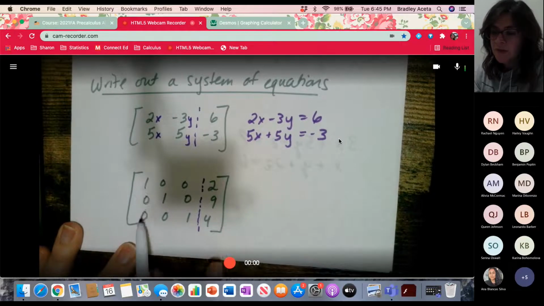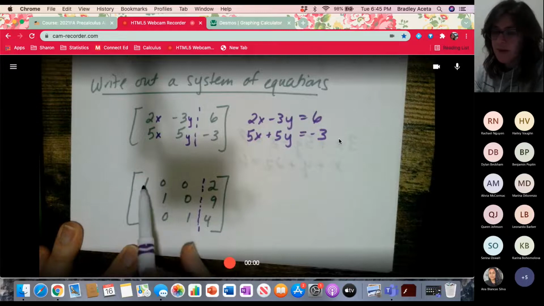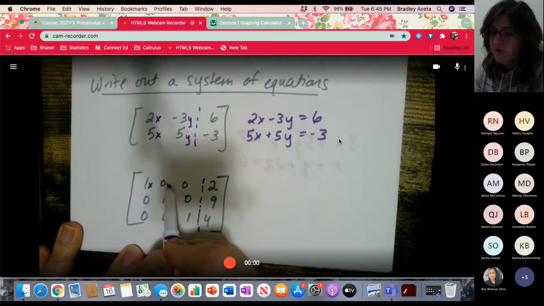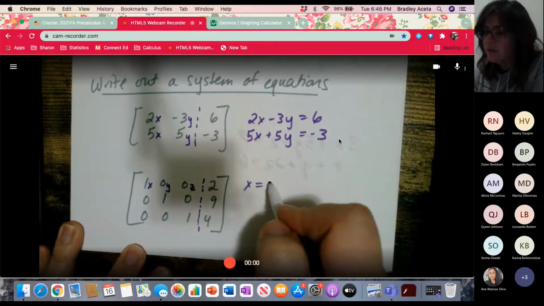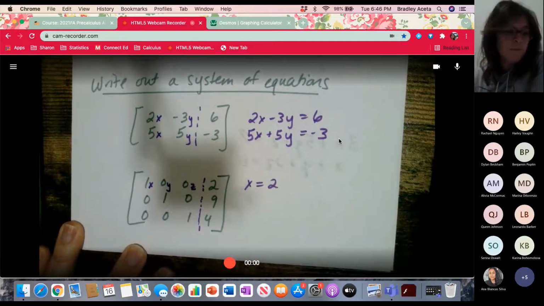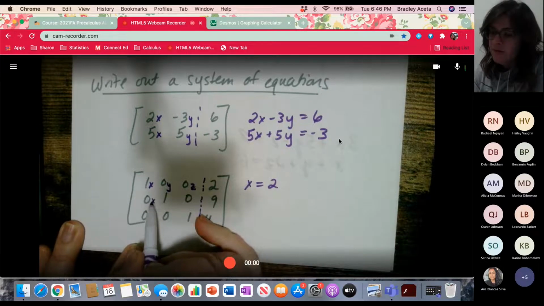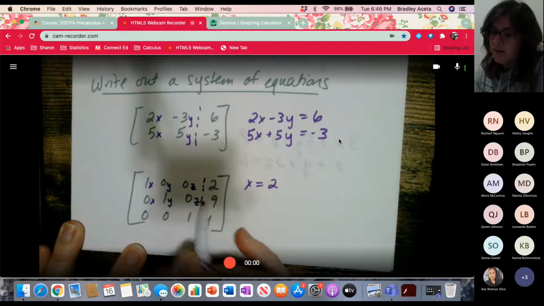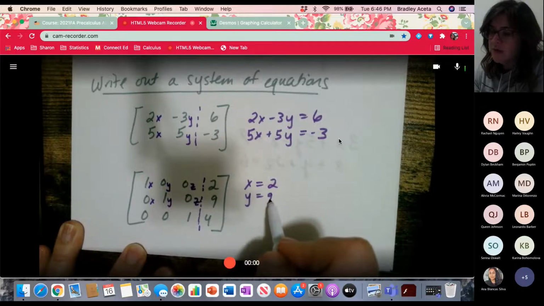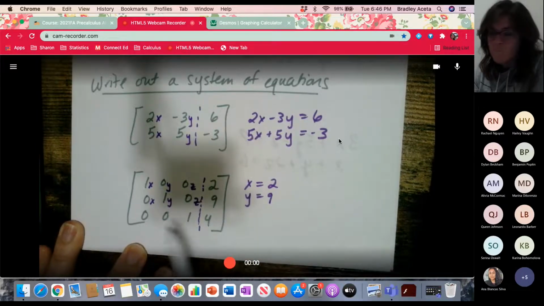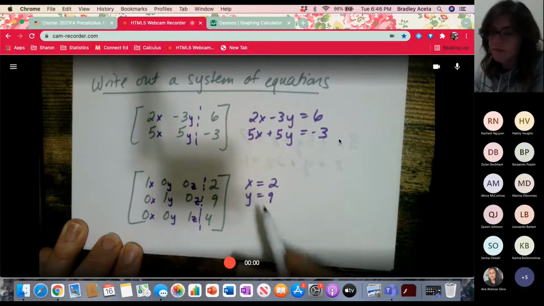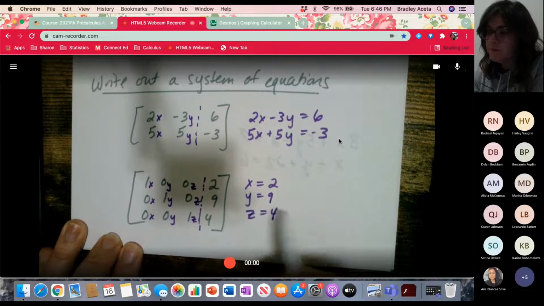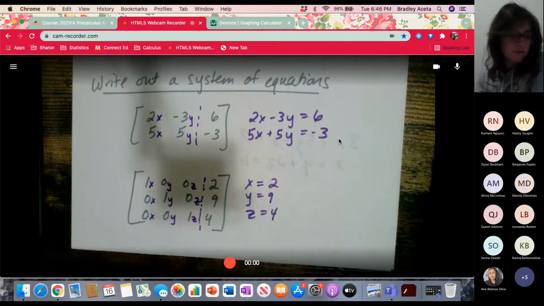So my first column would be the X, then a Y, then a Z. And it looks like I have an X, but I don't have a Y, and I don't have a Z. So all you write is X equals 2. This one, I don't have an X, but I have a Y, and I don't have a Z. So Y equals 9. And this last one, I don't have an X or a Y, but I do have a Z, and Z is 4. And that would be my system right there, completely solved.